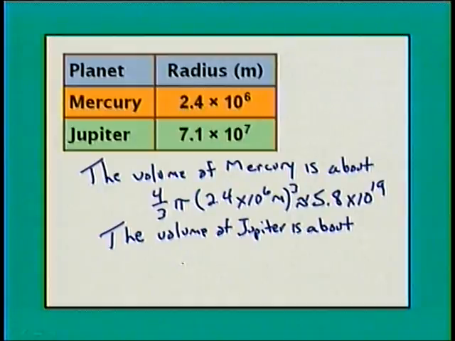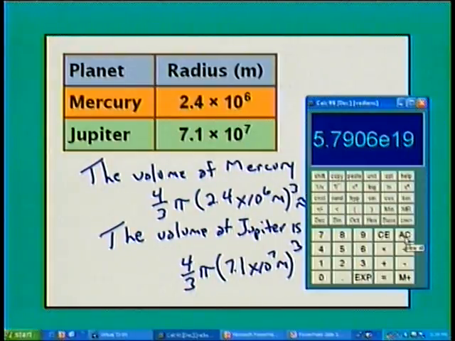Well, this is going to be 4/3 times pi times 7.1 times 10 to the 7th meters cubed. So getting out my calculator, clearing away my last calculation, putting the 4/3 in parentheses. Now I need to multiply by pi. Now I need to multiply by 7.1 times 10 to the 7th, that number cubed. And this is rounding to about 1.5 times 10 to the 24th.